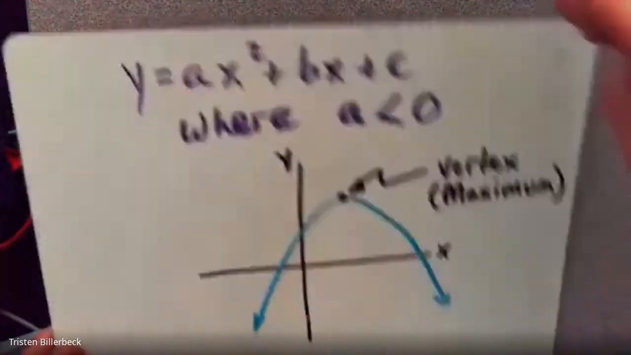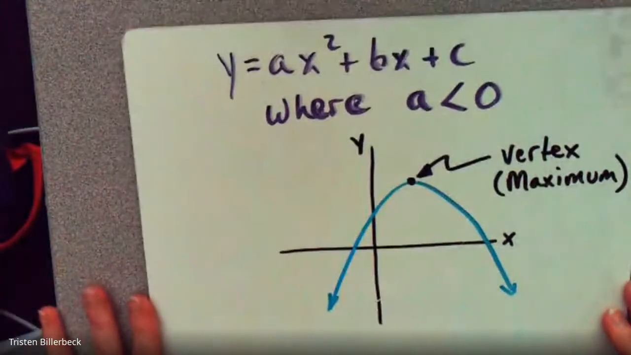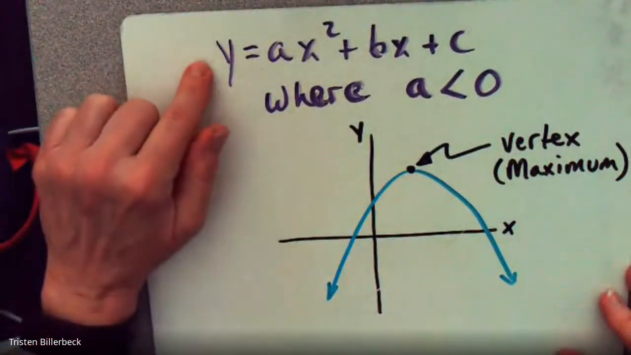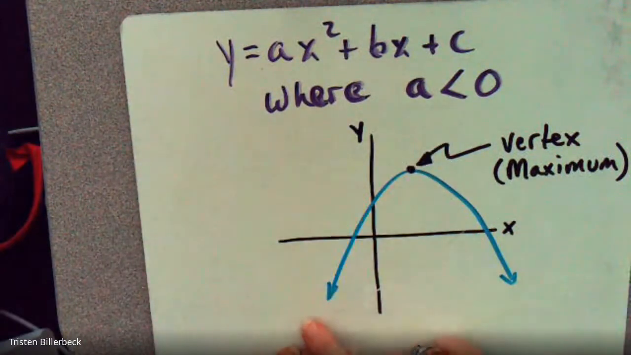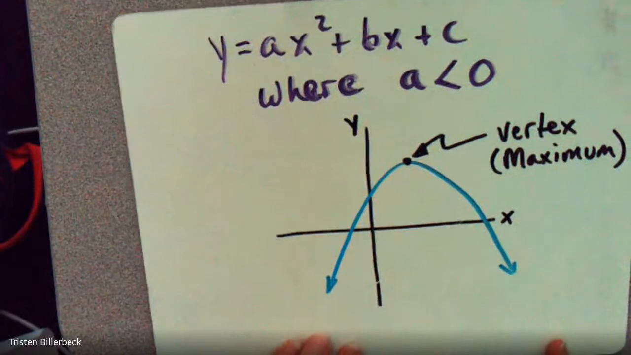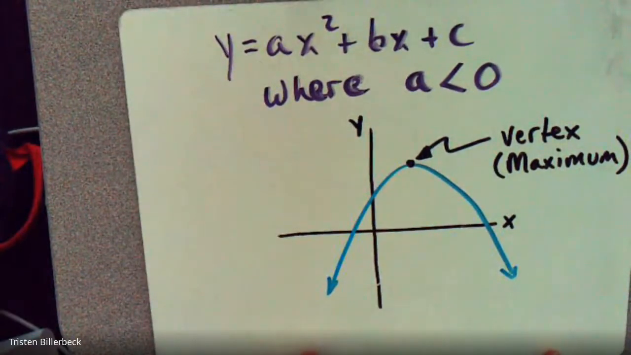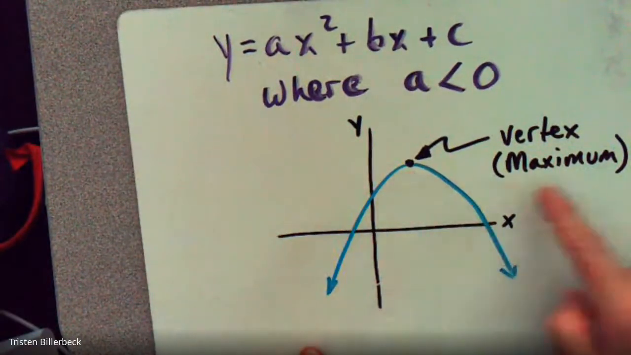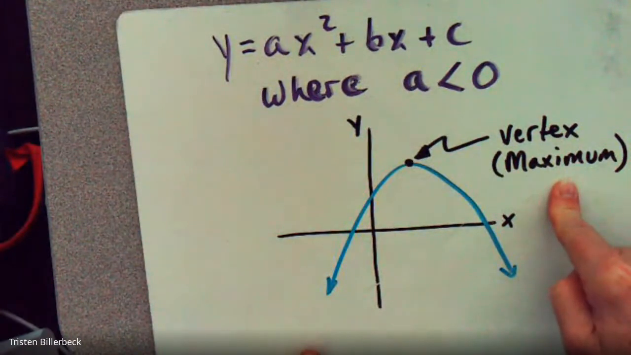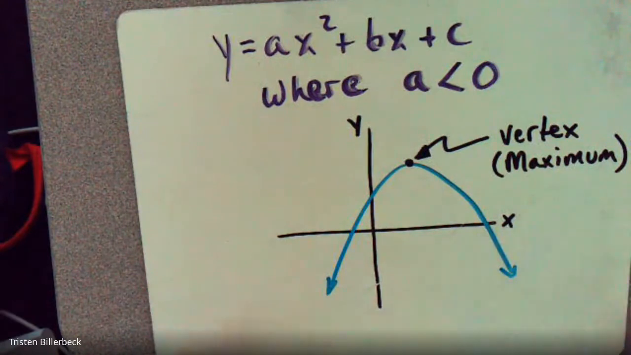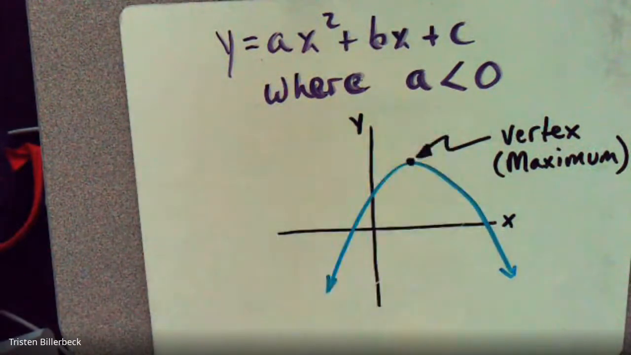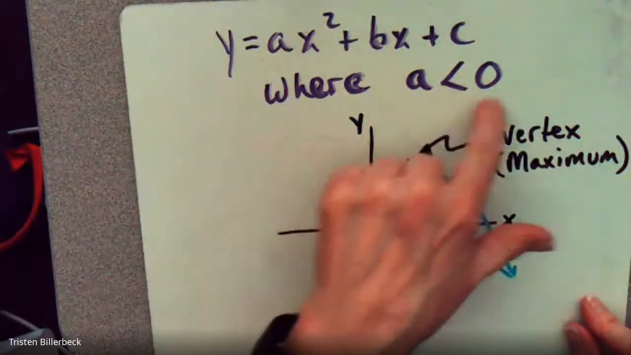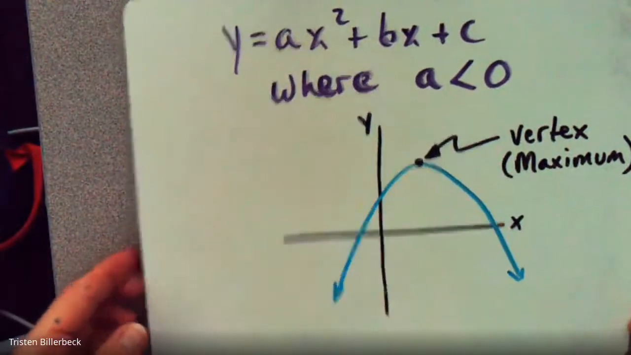All right, so let's look at what happens when we have the standard equation and A is less than 0. That means that it's not going to hold any water anymore. This parabola is upside down, turned around. The vertex is now the maximum. Someone poured all the water out of the cup. That's what happens when A is negative. So A is less than 0 means it's all the negative numbers.